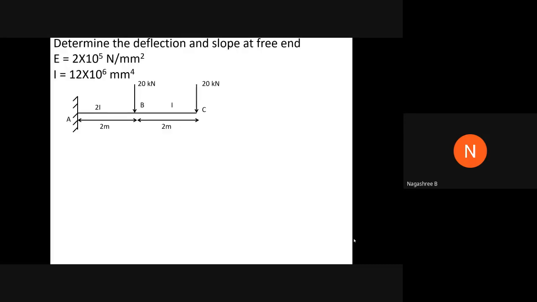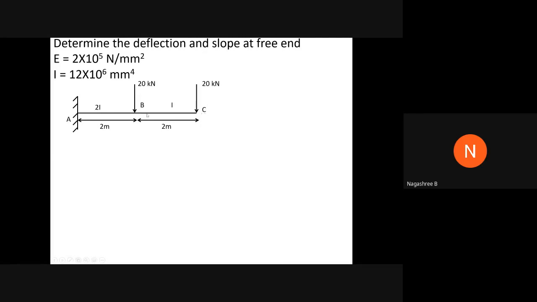So here I have taken a numerical wherein we are supposed to determine the slope and deflection for a cantilever beam at the free end. Here A, B, C are the 3 points, wherein A is the fixed end and B is the intermediate point that is carrying the load of 20 kilonewton, and C is the free end. Again, C is also carrying the load of 20 kilonewton. The distance between A to B is 2 meters and that of B to C is 2 meters.